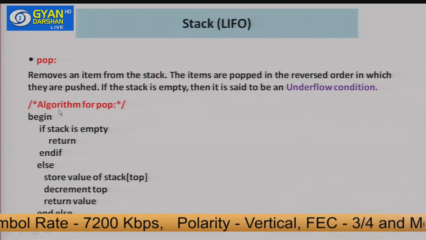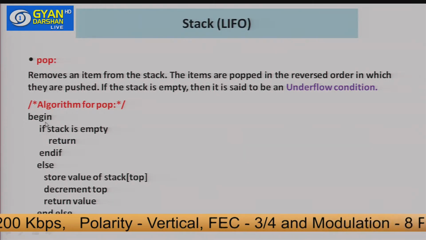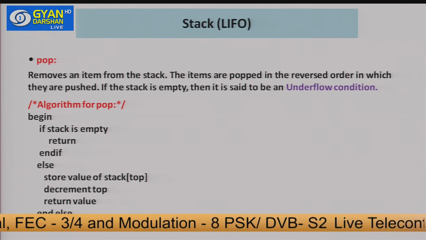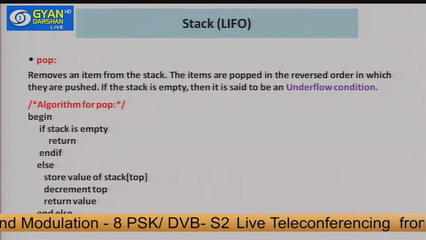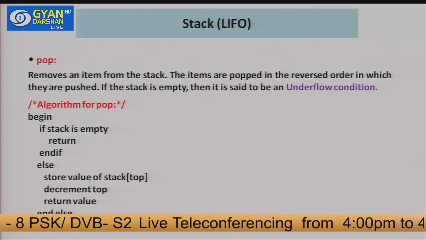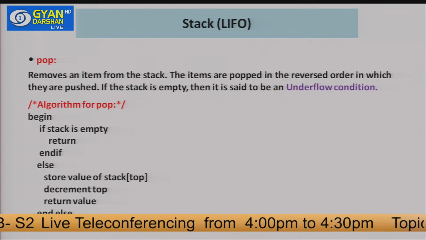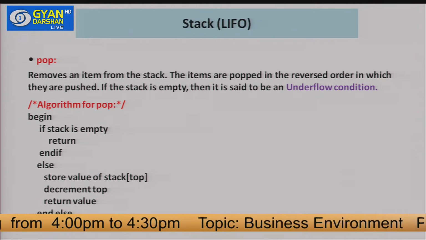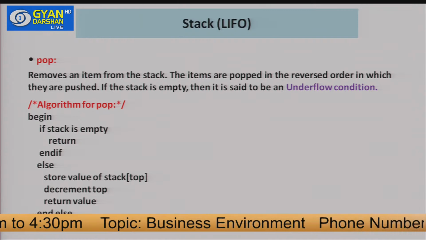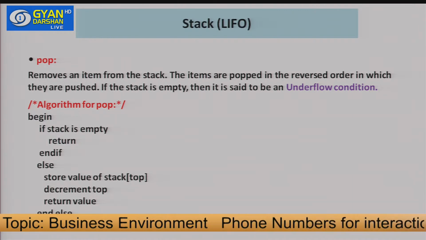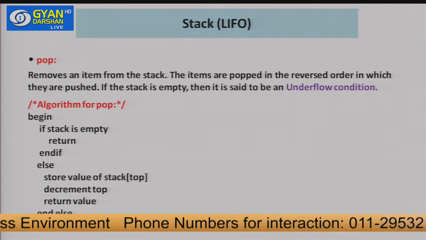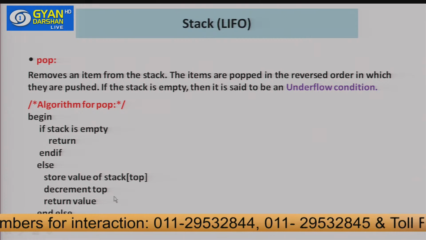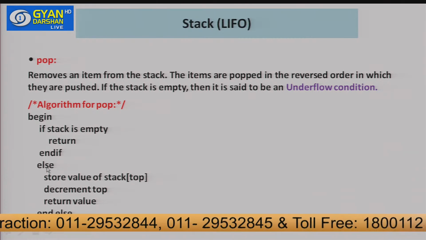We can see that the first step is begin, and then we check whether the stack is empty or not, that is the underflow condition. So if the stack is empty, that is there is no element, then the program will come out. It may display some kind of underflow message and return, and the if condition will end. Otherwise, if this is false, that is there are some items in the stack, then we can pop the top element one by one. That is shown by the else part.